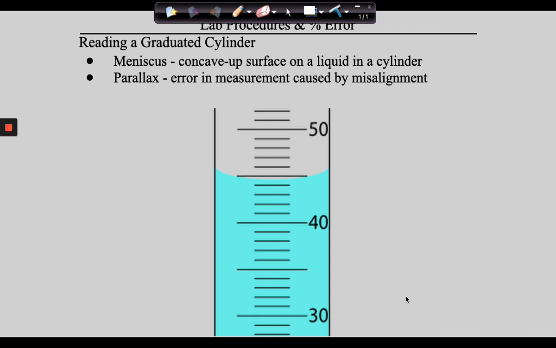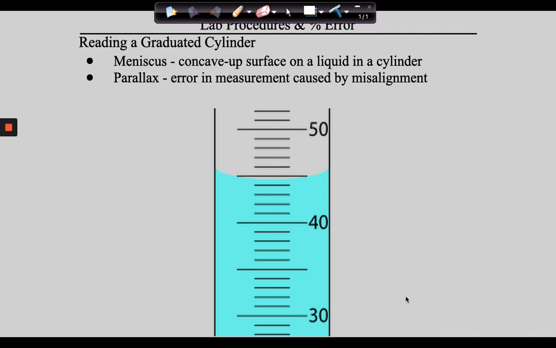So guys, let's talk about this. Some of you, when you were measuring the volume of the alcohol and the acetone in the activity the other day, came to me and you're like, wait a minute, there's a dip. There's a curve in the surface of this liquid.